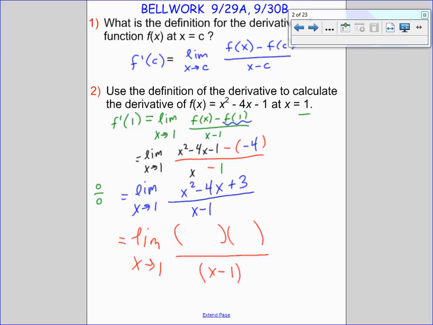So what will our numerator factor into then, James? X minus 1, X minus 3. So x minus 1, x minus 3. Because we're evaluating a limit and x doesn't equal 1, we can play my favorite game. Yes, that's right. The cancel game.